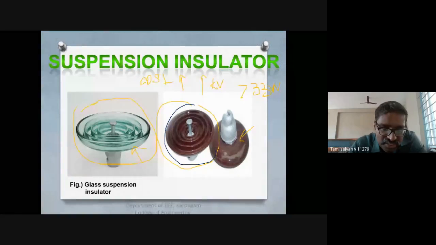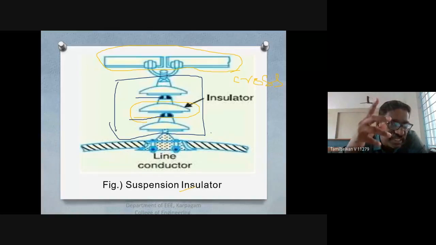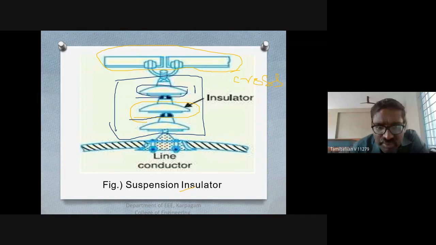So this part here in the middle, each disc in the middle. Suppose I am taking this disc, so this is going to be my disc one. This is my porcelain. But here, the arrow mark which I have denoted is going to be the metallic links.